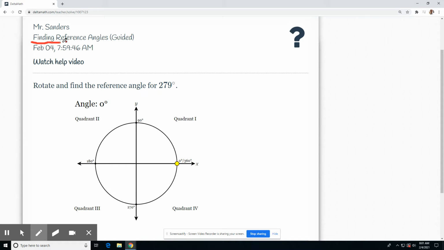We are finding reference angles, and this is a guided activity. We are asked to rotate and find the reference angle for 279 degrees. We start at 0. This is usually called a unit circle.